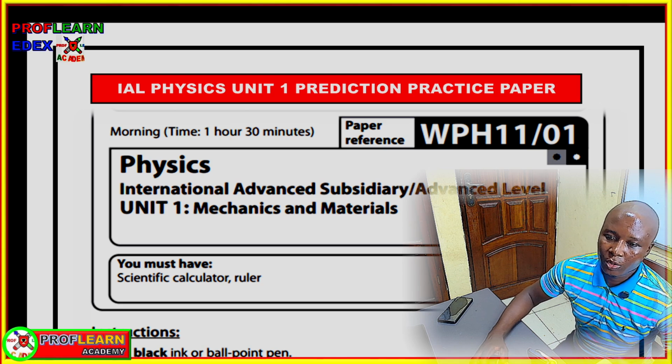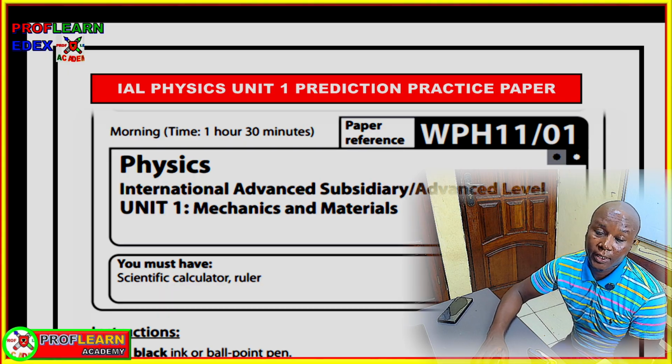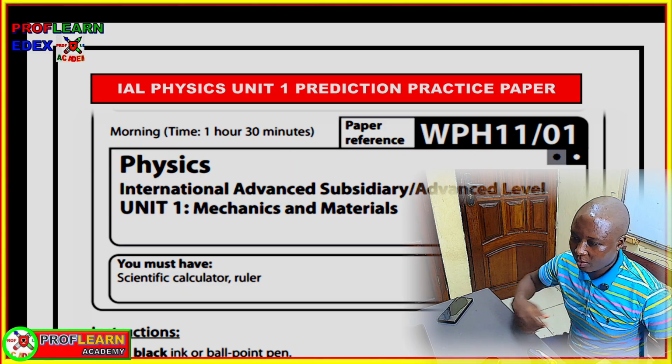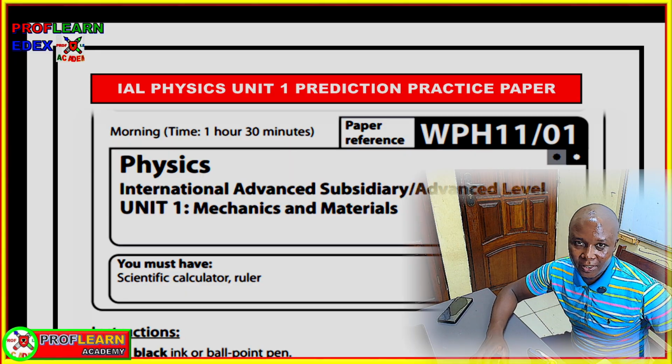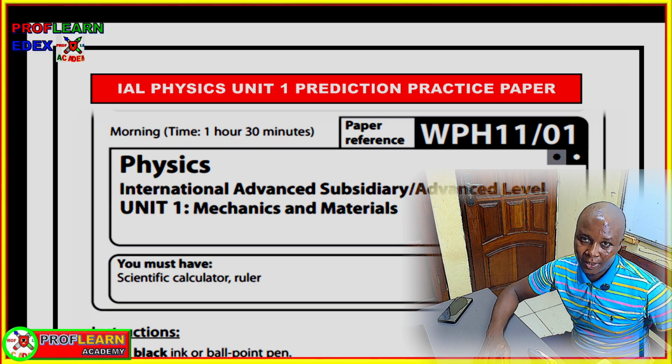In this video, we're going to look at IAL Physics AS Physics Mechanics and Materials. We're going to discuss the main areas that you need to prepare as far as your exam is concerned. We're going to look at Unit 1, different topics that are usually tested in exams, so that whenever you sit for that exam, you'll be in a position to be well prepared.